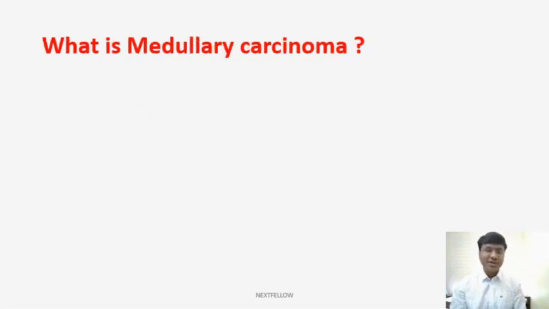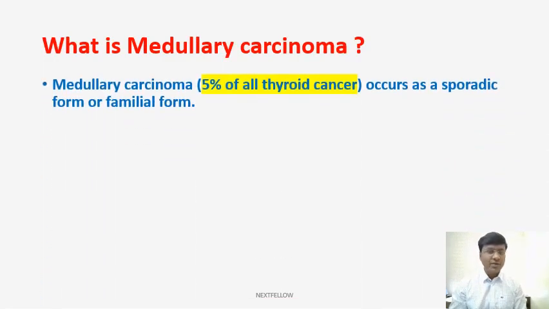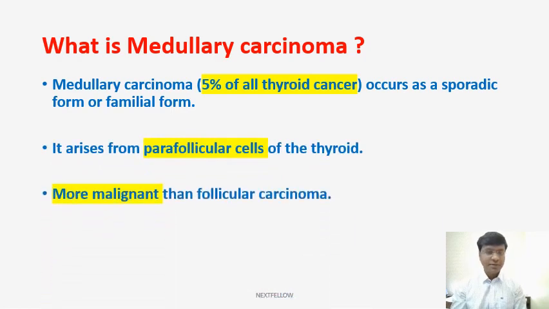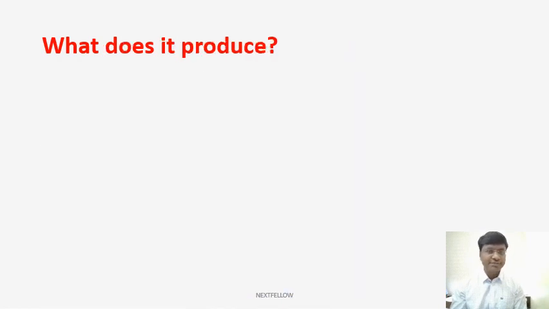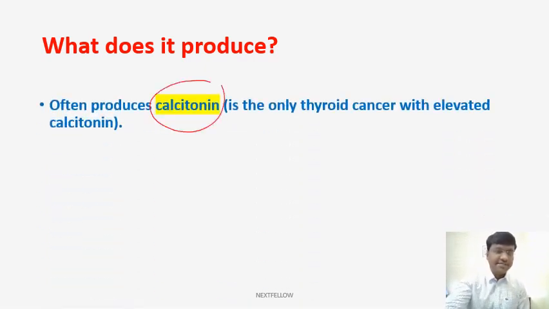Then what is medullary carcinoma? It is another form of carcinoma. Medullary carcinoma constitutes 5% of all thyroid cancers, and it is a malignancy originating from the parafollicular cells or the C cells of the thyroid gland. It is also more malignant compared to follicular carcinoma. Now, what does it produce? Because it is a tumor originating from parafollicular cells or C cells, this medullary carcinoma of the thyroid will produce an important hormone, that is calcitonin.